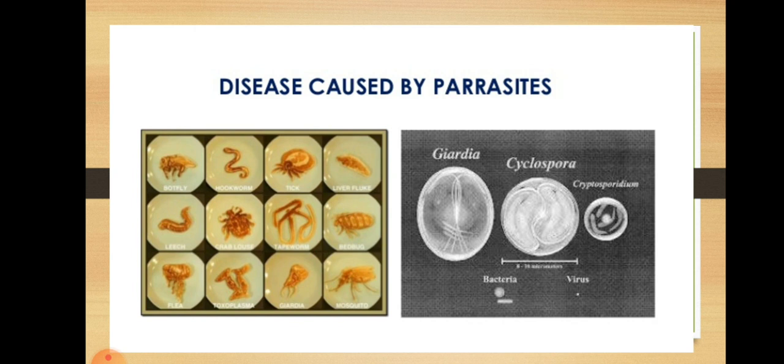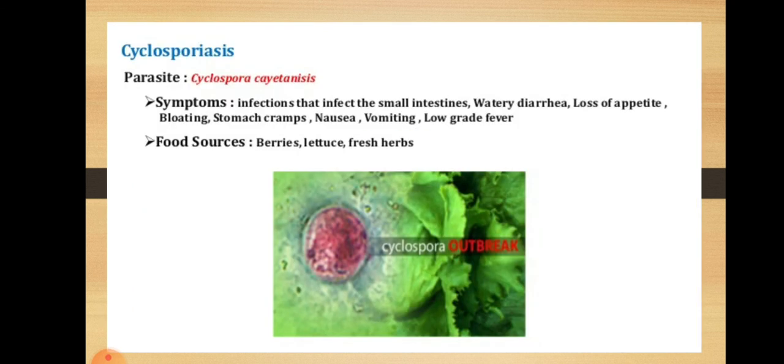Apart from bacteria and viruses, even parasites cause foodborne diseases. Parasites like Giardia, Cyclospora and Cryptosporidium cause foodborne diseases. Cyclosporiasis is caused by Cyclospora cayetanensis. Symptoms: it infects the small intestine, causing watery diarrhea, loss of appetite, bloating, stomach cramps, nausea, vomiting and low grade fever. Food sources are berries, lettuce and fresh herbs.